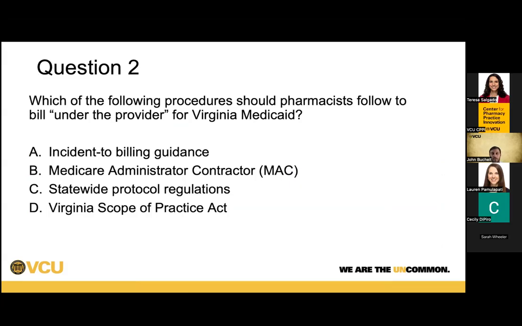Okay, which of the following procedures should pharmacists follow to bill under the provider for Virginia Medicaid? A, incident 2 billing guidance. B, Medicare administrator contractor information, statewide protocol, regulations, or Virginia Scope of Practice Act. So, based on what we just talked about, what would be one of the effective ways to bill under the provider based on Virginia Medicaid guidance?